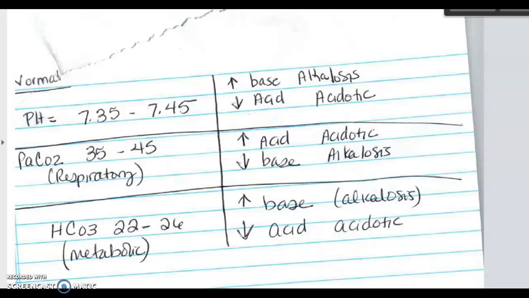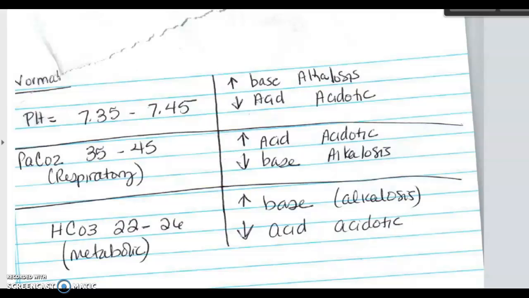Hey guys, I want to take a quick second to go over ABG interpretation. I know this can be really confusing and a lot of people struggle with this, but I have sketched out some notes. I'm sorry it's sloppy, but it's something I wanted to thread together to help you when it comes time to interpret your ABGs.